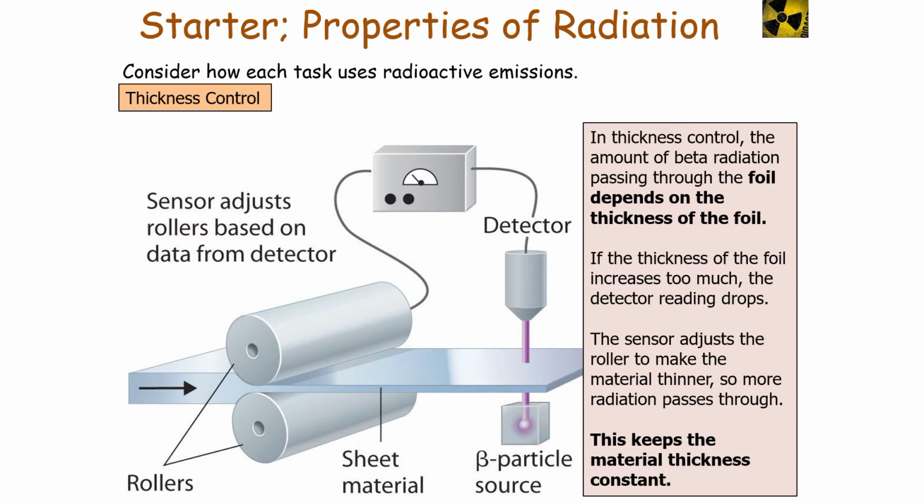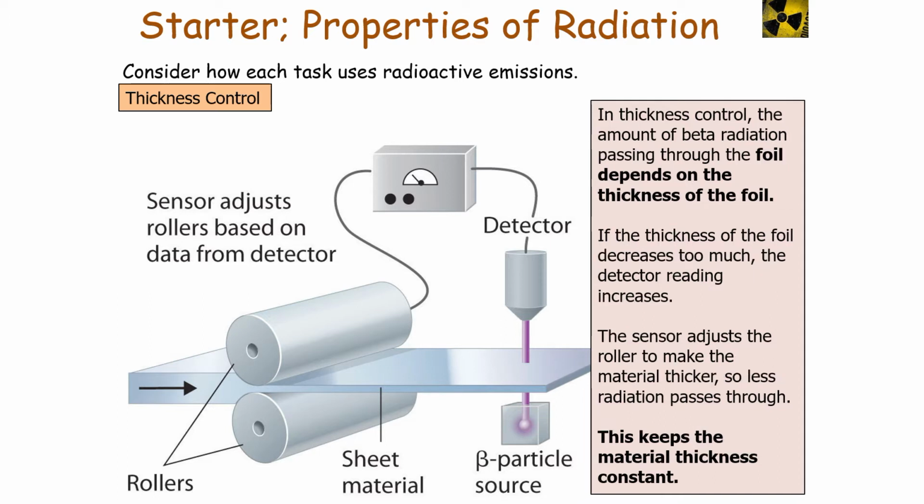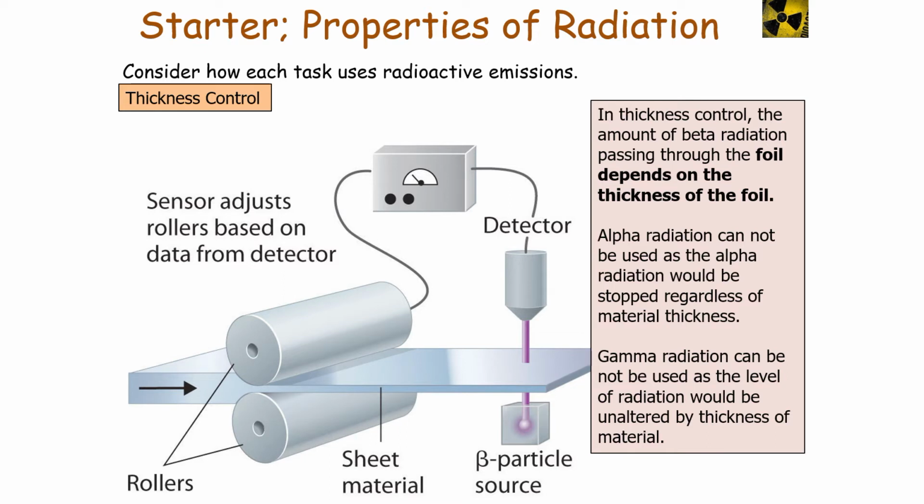This keeps the thickness of the material constant, whilst conversely, if the thickness of the foil decreases too much, the detector reading increases because more of the beta radiation goes through the foil. So the sensor adjusts the roller to make the material thicker so less radiation passes through. This once again keeps the material thickness constant. Alpha particles cannot be used in this situation because alpha particles will be stopped regardless of the material thickness. And gamma radiation cannot be used as the level of radiation will be unaltered by the thickness of the material.